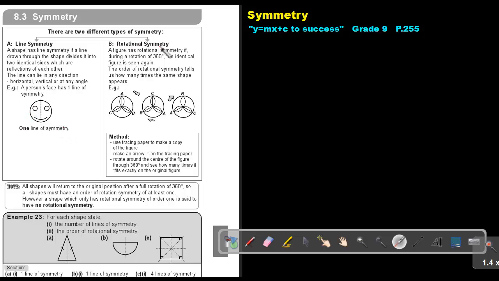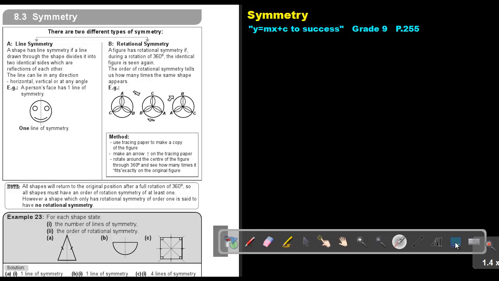Okay, rotational symmetry. A figure has rotational symmetry if during a rotation of 360 degrees, the identical figure is seen again. The order of rotational symmetry tells us how many times the same shape appears. Okay, the method. Use tracing paper to make a copy of the figure. Make an arrow on the tracing paper facing north. Rotate around the center of the figure through 360 and see how many times it fits exactly on the original figure.